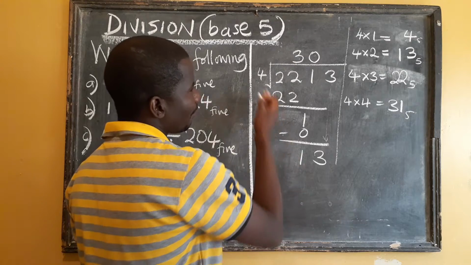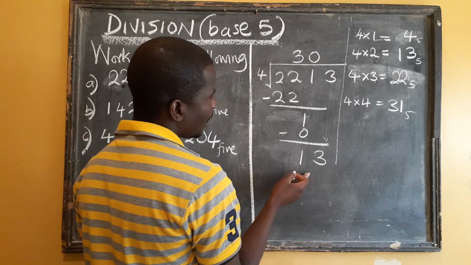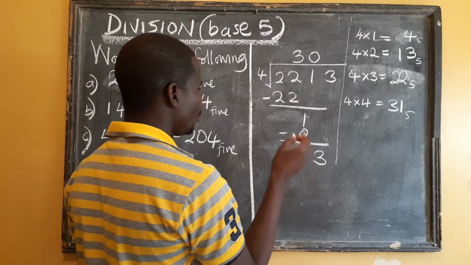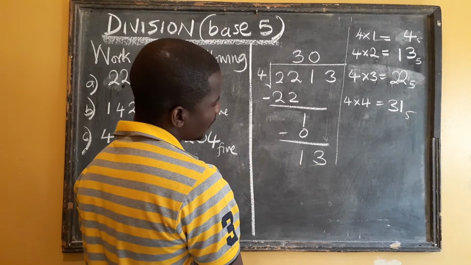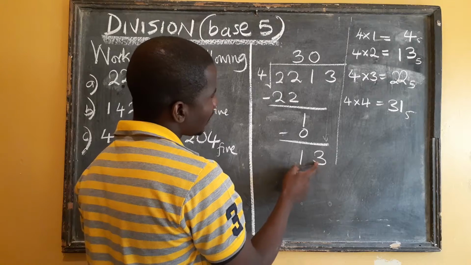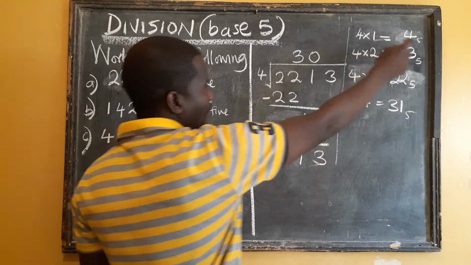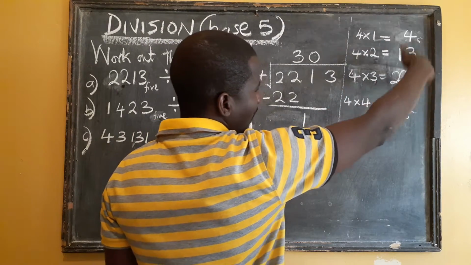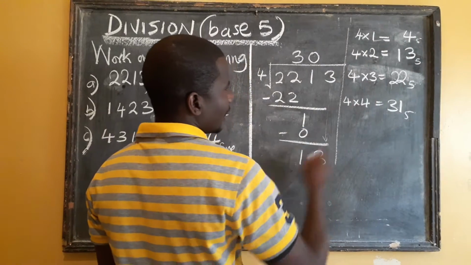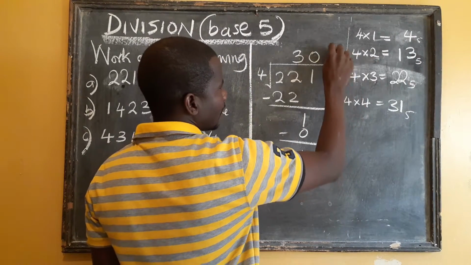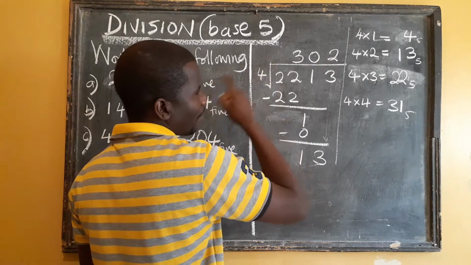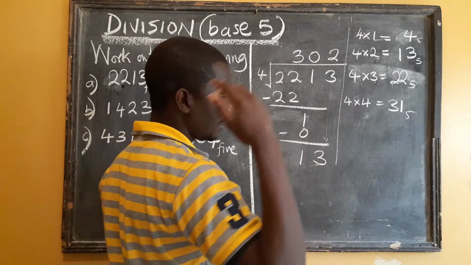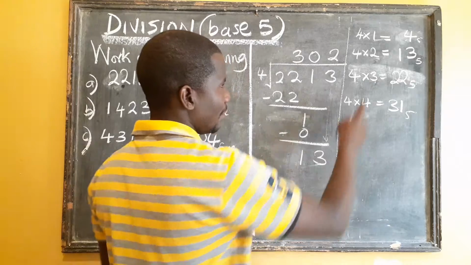Okay? So 4 into 1, 3. Again, we come here and check. We have 1, 3 here. So how many times? 2 times. This multiplied, 2 multiplied by 4, in base 5 to be 1, 3.